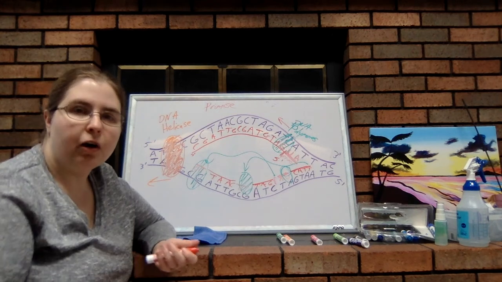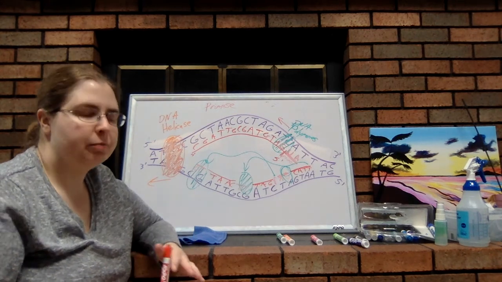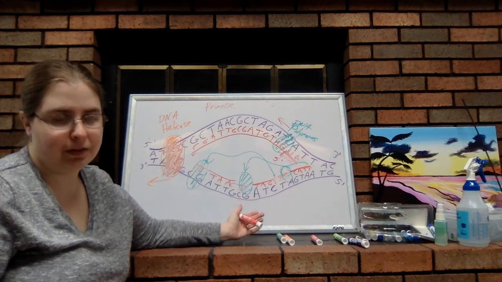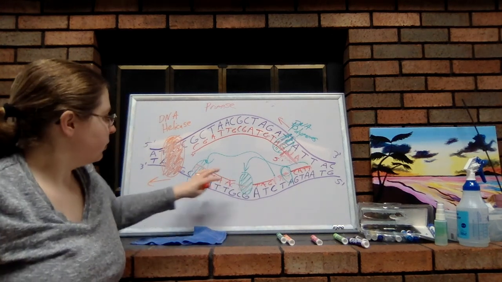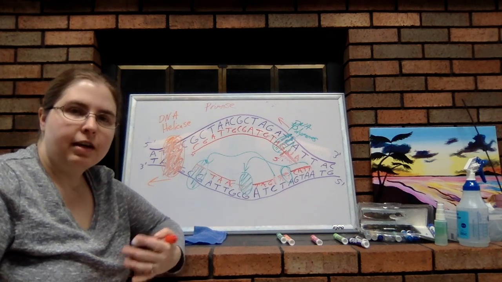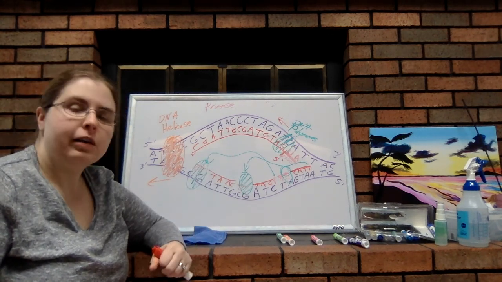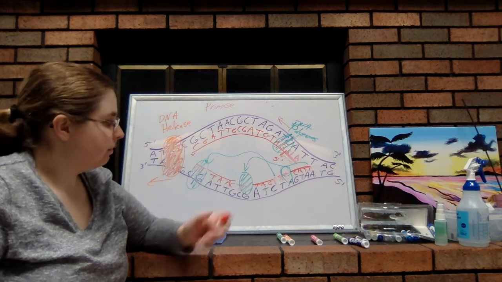Now, because of all the attaching and detaching and moving around, this strand does take a little longer to build, so we call it the lagging strand. Now, the lagging strand, you notice there's a lot more fragments than there are in the leading strand. And we call these fragments Okazaki fragments.